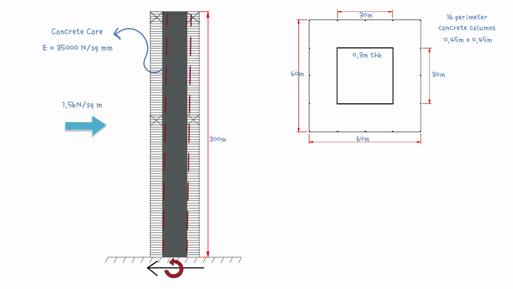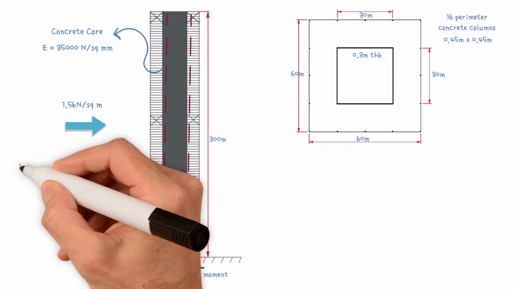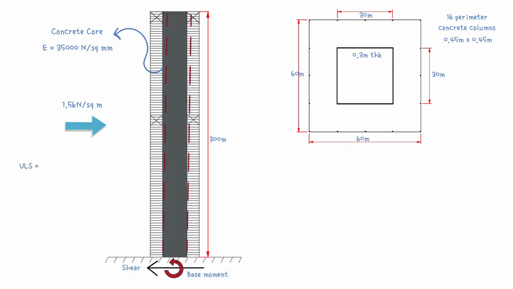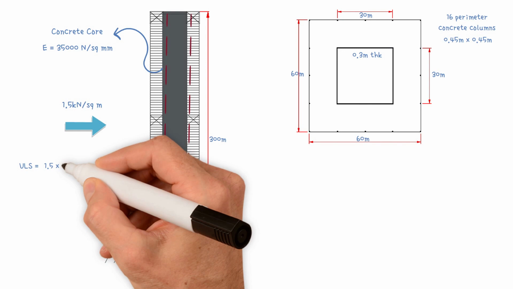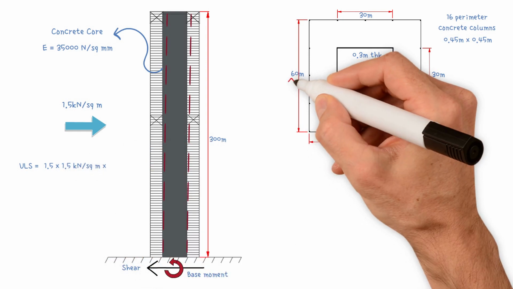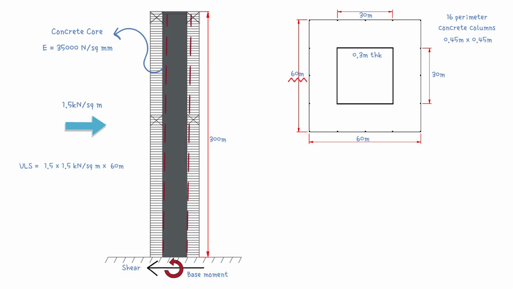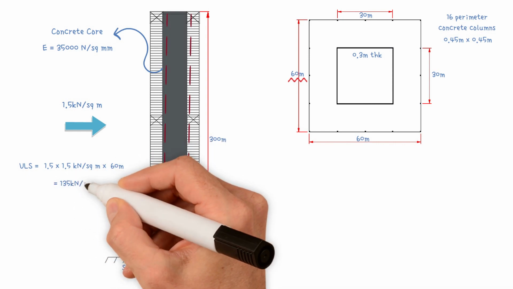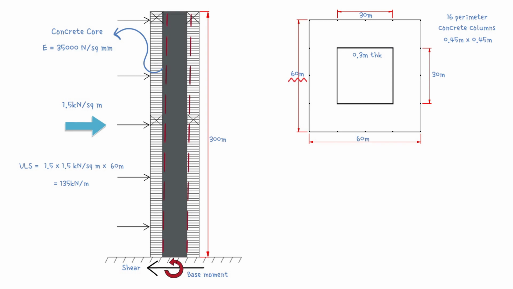First, let's work out the maximum shear and the base moment. The ultimate wind load equals partial safety factor 1.5 times 1.5 kilonewtons per square meter times 60 meters, resulting in 135 kilonewtons per meter of height.